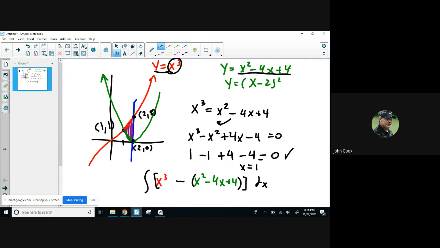And then what are the bounds on my integral? It's just going to be from the beginning x value, which would be 1, to the ending x value, which would be at 2 right there. So from 1 to 2. And you can just leave it like that. You do not need to evaluate it. You can just leave it as an integral, and you're done.